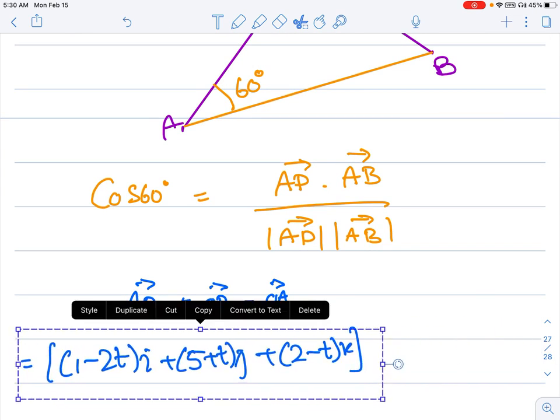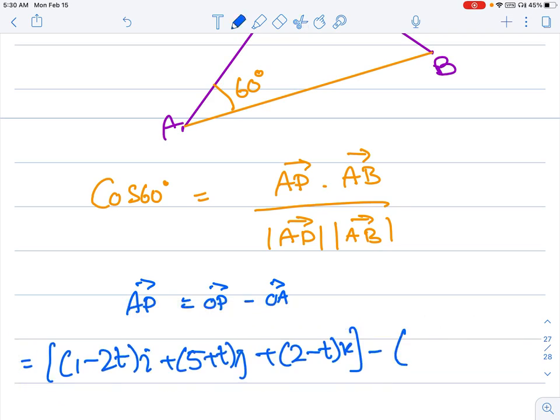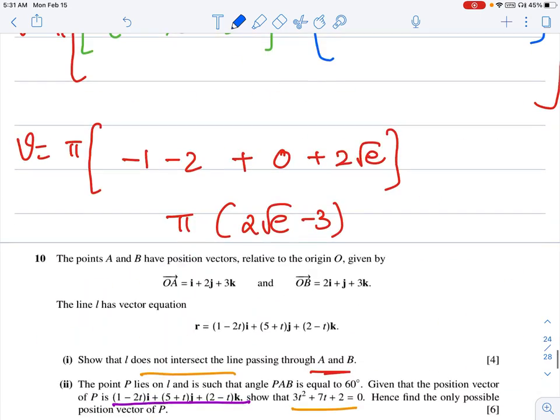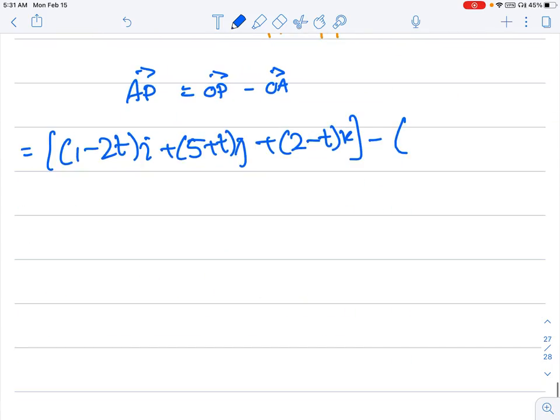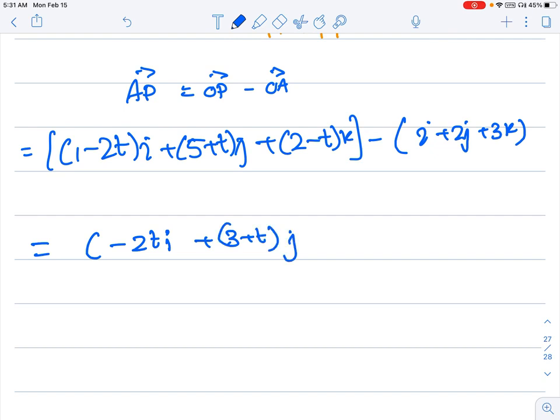This is OP minus OA. What is OA again? Scroll back and check: OA is i plus 2j plus 3k. So when I simplify that, the i term becomes minus 2t i, the j term is 5 plus 2 minus 3, which is (3 plus t)j, and the k term is 2 minus 3 minus t, which is (minus 1 minus t)k. This is AP.